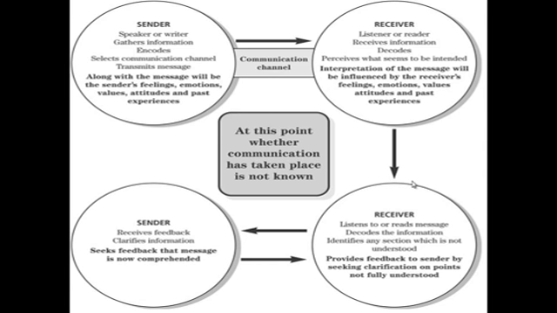The receiver listens to or reads the message, decodes the information, and identifies any section which is not understood. For the section which is not understood, feedback is provided by the receiver to the sender. If something is not clear, the receiver provides feedback to the sender by seeking clarification on points not fully understood. Then the receiver receives feedback, clarifies information, and the message is now comprehended. So unless and until the feedback is given to the sender, the sender would not come to know what was wrong or where the clarification was needed.